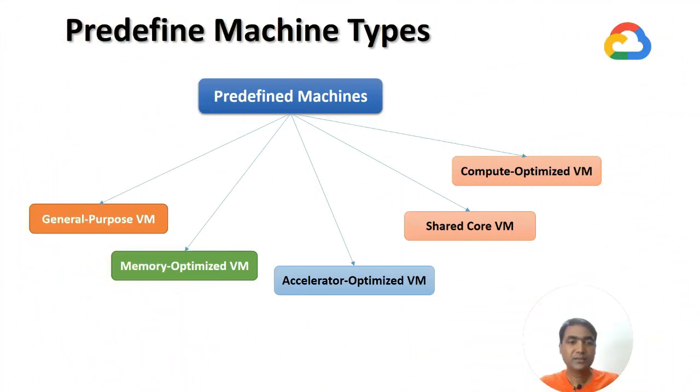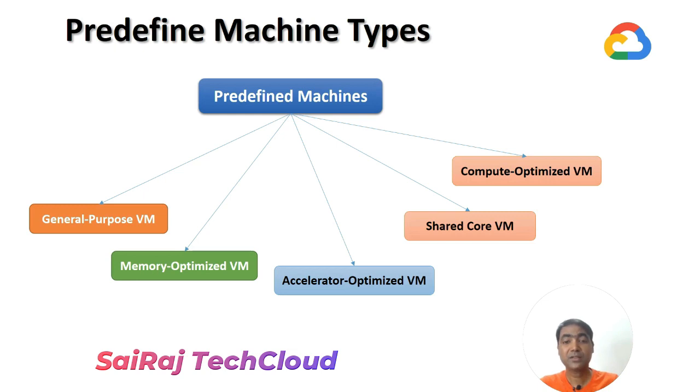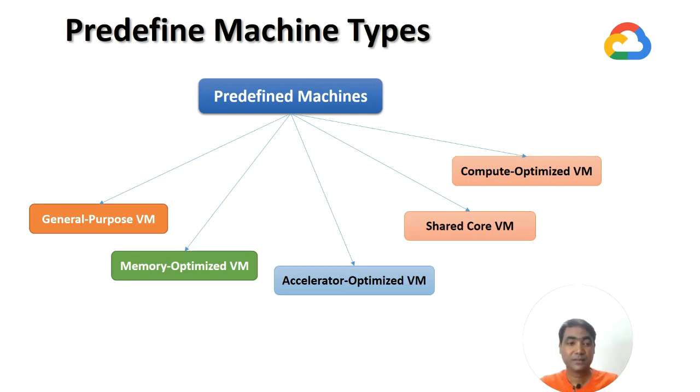Guys, as we discussed in a previous session about the types of machines in GCP, as you can see here, the types of predefined machines in GCP. Predefined machines are further divided into multiple types as you can see here. Let's discuss the memory optimized machine family type in this session.